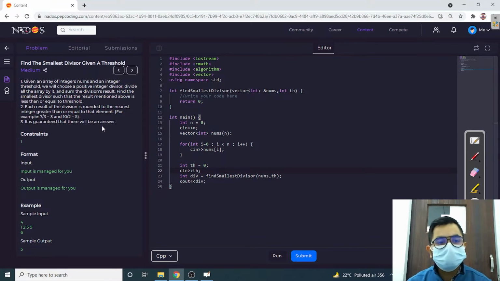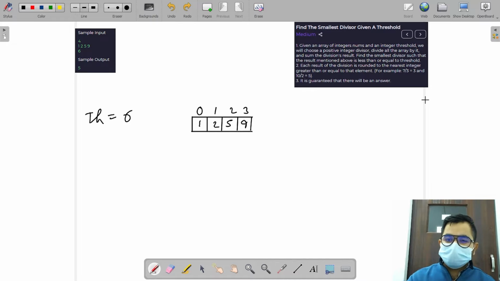Hello everyone, in this video we are going to discuss the solution for find the smallest divisor given a threshold. So let's see what this question is all about. Alright, so let's study the question first, then we will move on to how we can solve this, right?